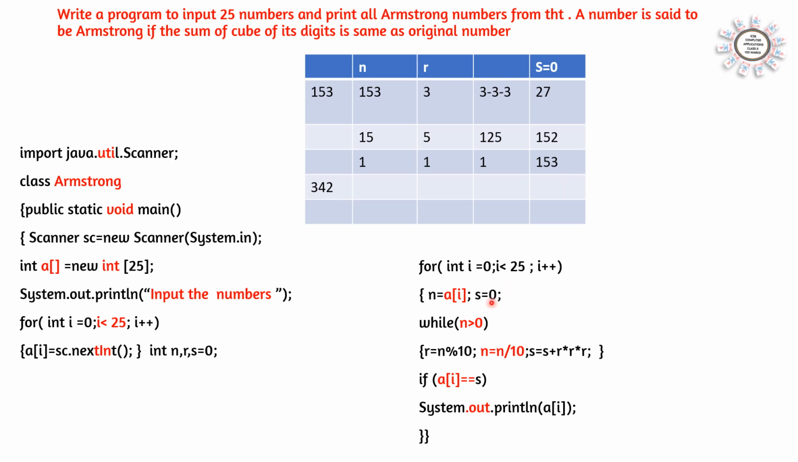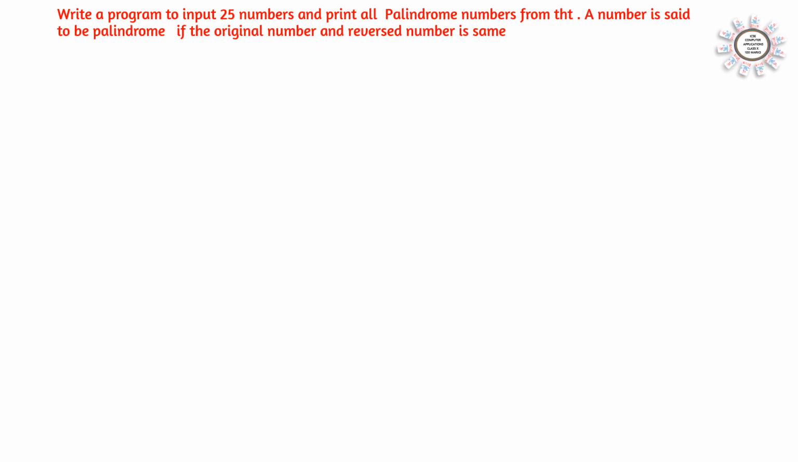That is why here we are having s is equal to 0. And only those numbers will be printed which are Armstrong. Next question, write a program to input 25 numbers and print all palindrome numbers from that.